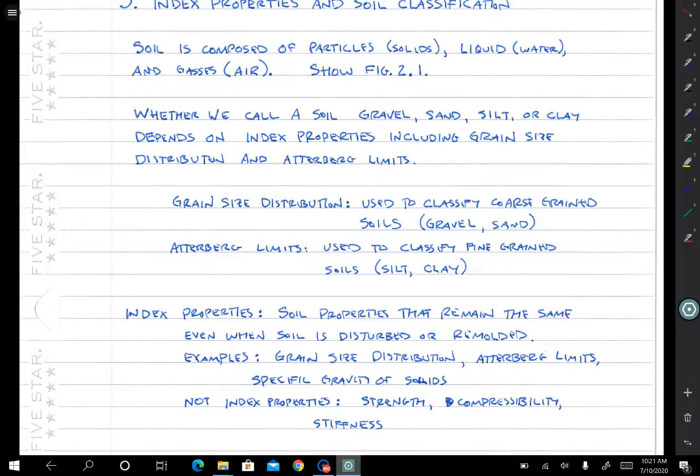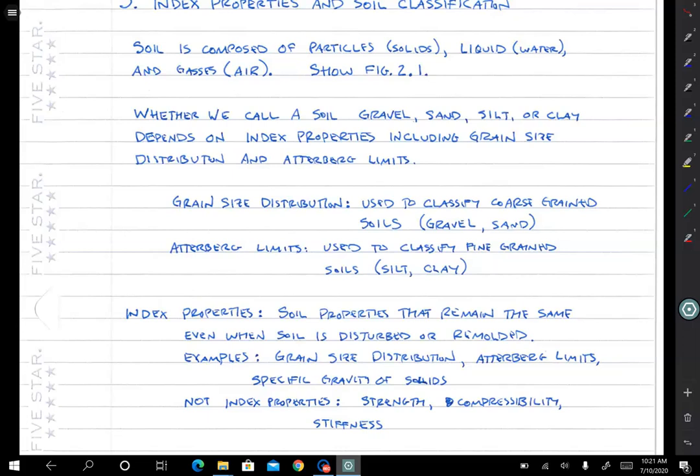So non-index properties are also very important for us. Those are things like strength, compressibility, stiffness, water content, right? Those things are not index properties because if we go out to the site and there's, say, a layer of sand and we try and get a sample of that sand, well, in sampling it, we may change its density, right? We'll move the particles around relative to each other. That's going to change the strength, stiffness, compressibility of the sand. Usually it will make it weaker, right? Because you have the sand particles all oriented in a certain way, maybe they're a little bit cemented together. You go and destroy all that.